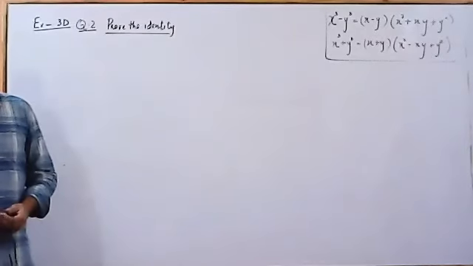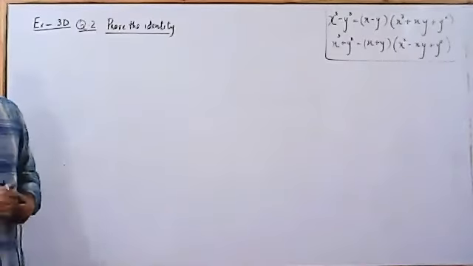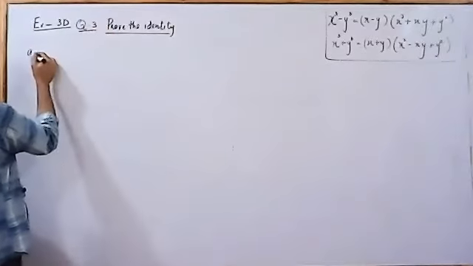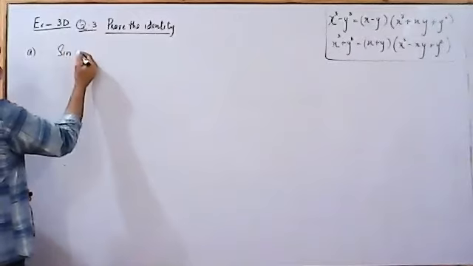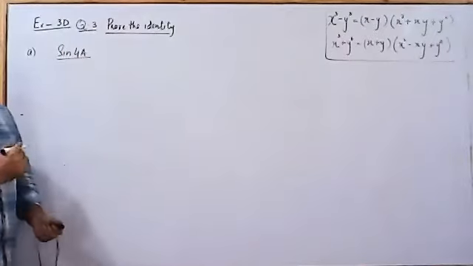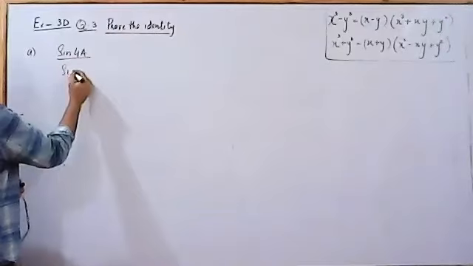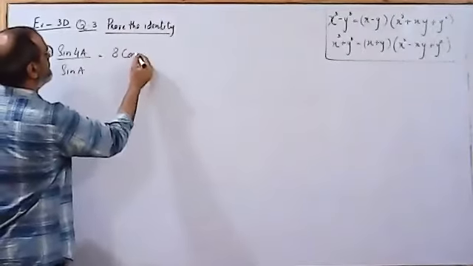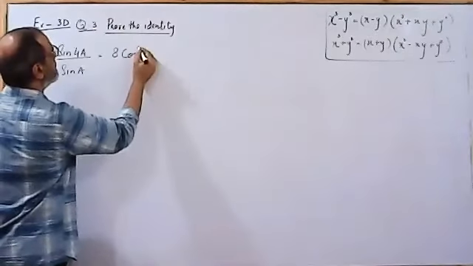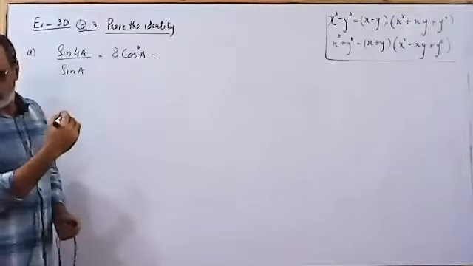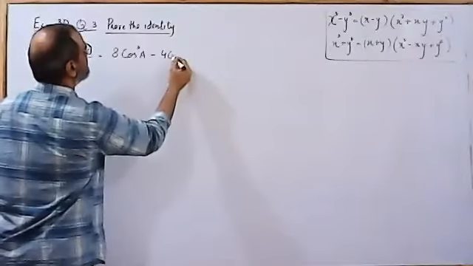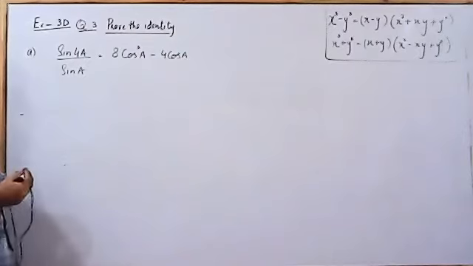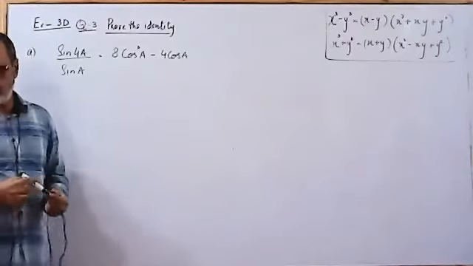Question number 3, A part, says sine 4A over sine A is equal to 8 cos cube A minus 4 cos A.